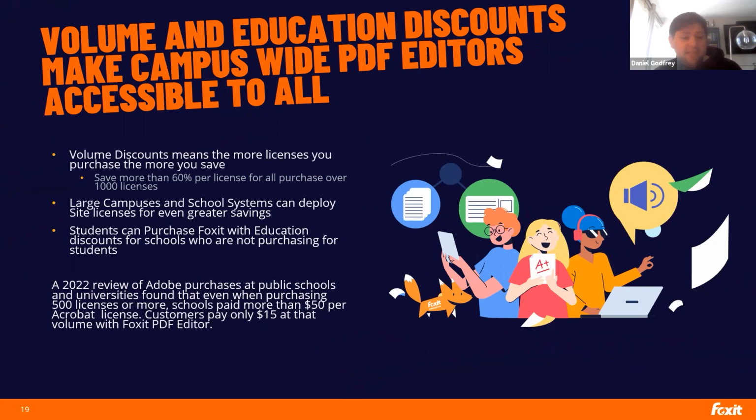Large campuses and school systems can also deploy site licenses for even greater savings. So if you're trying to cover multiple campuses in a school system, you might want to consider a site license, which brings the price of the editor down significantly, and makes it a lot easier to manage the licenses on your campus. And also, students can actually purchase Foxit with education discounts as well. So for schools that don't want to actually provide the license for themselves, they can still provide significant savings to their students.